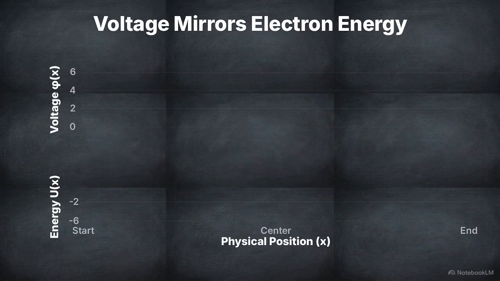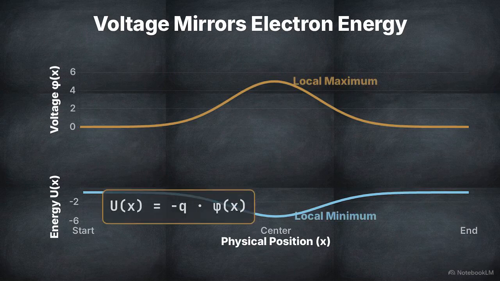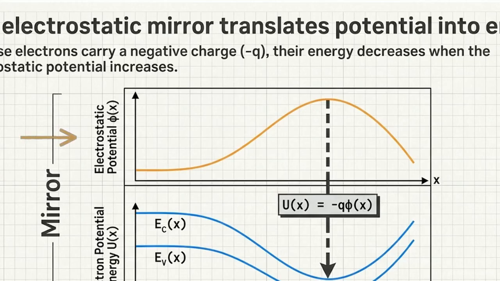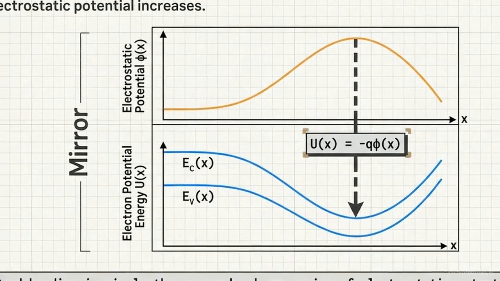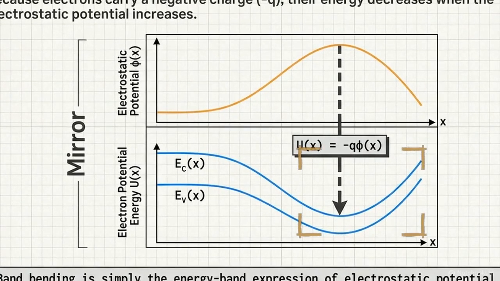To translate a spatial voltage curve into an energy band curve, we use a specific multiplier. Consider this generic electrostatic potential curve, or phi of x, inside a material. We apply the conversion equation. Potential energy equals negative q times phi of x. The negative sign represents the electron's charge. This creates an inverse mirror. When the electrostatic potential increases, the electron potential energy decreases, and the bands dive downward.